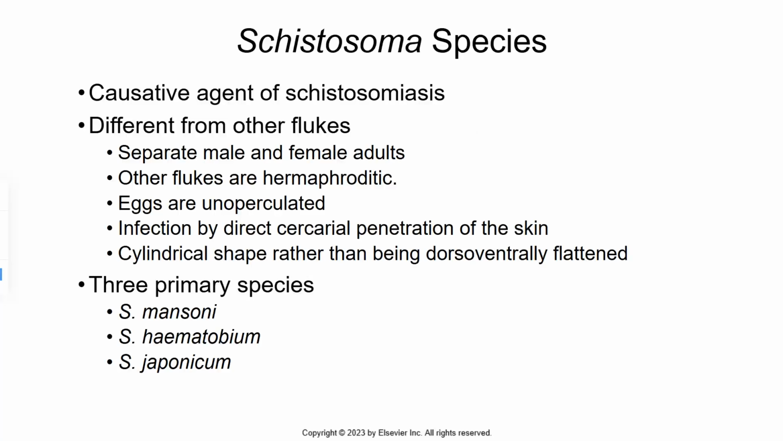Blood flukes. So Schistosoma species, the causative agent of schistosomiasis, are different from other flukes. There's a separate male and female adult. Other flukes are hermaphroditic. Eggs are unoperculated. Infection is by direct cercarial penetration of the skin. So these guys go right through your skin. You don't necessarily have to eat anything in order to come in contact with them. Cylindrical shape rather than being dorsoventrally flattened. Three primary species: Schistosoma mansoni, haematobium, and japonicum.